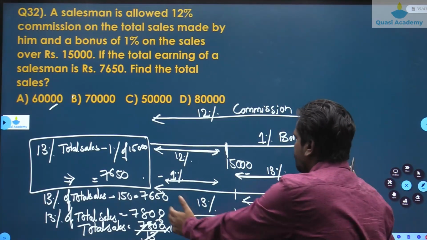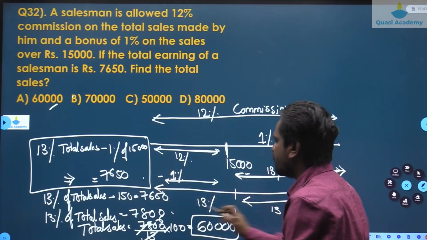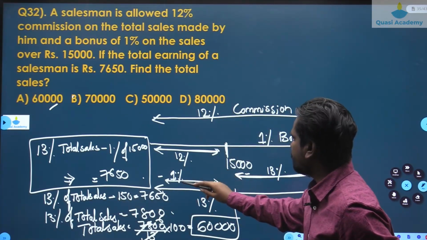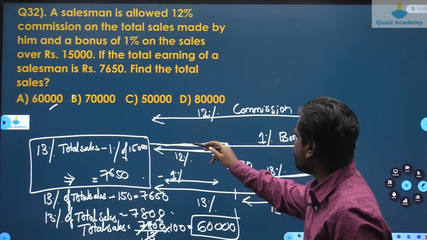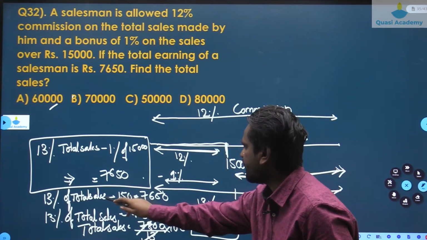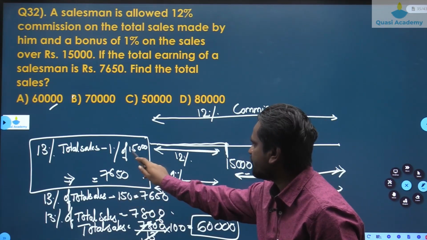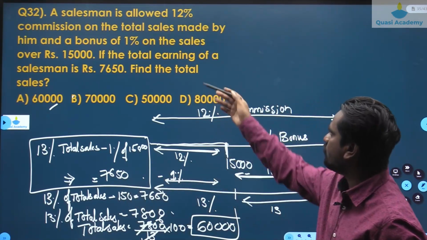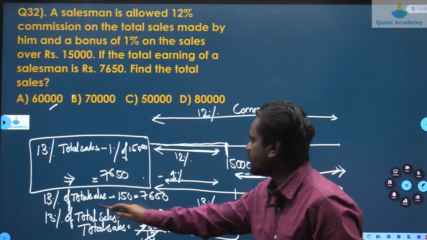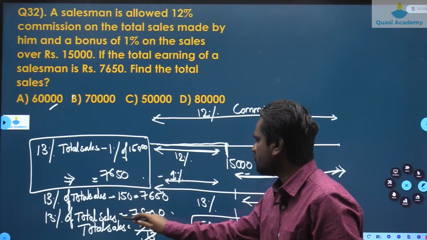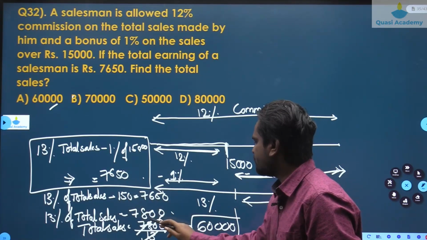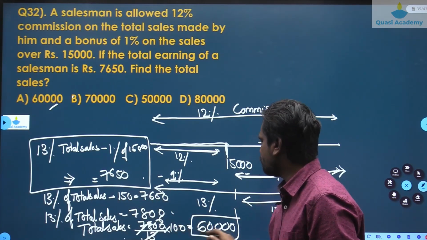So we assume 13% for the total sales, minus 1% of this 15,000, so that we get only 12% over this. So minus 1% of 15,000 equals his total earnings. That is 13% of total sales minus 150 equals 7,650. 13% of total sales equals 7,800. Total sales equals 60,000.